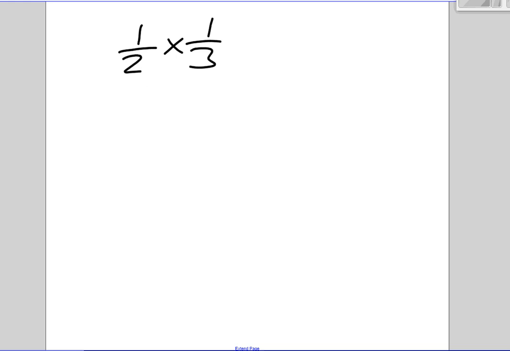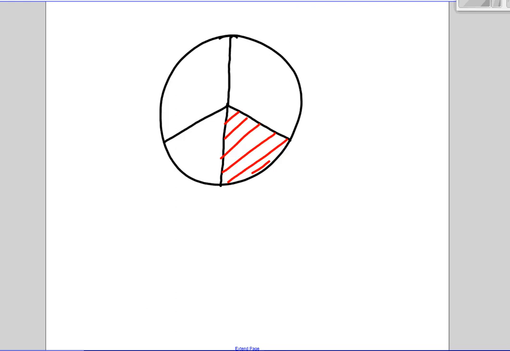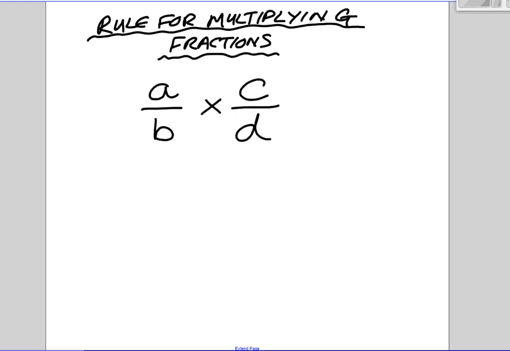What about this one? A half times a third? Well, let's think. So I put in thirds initially, but in the bottom third, I've actually halved that. What could that possibly be? Well, if I put in another few lines here, it looks like I've cut it into 6 parts. So a half times a third, or a half of a third, is actually a sixth. That looks like a sixth to me.